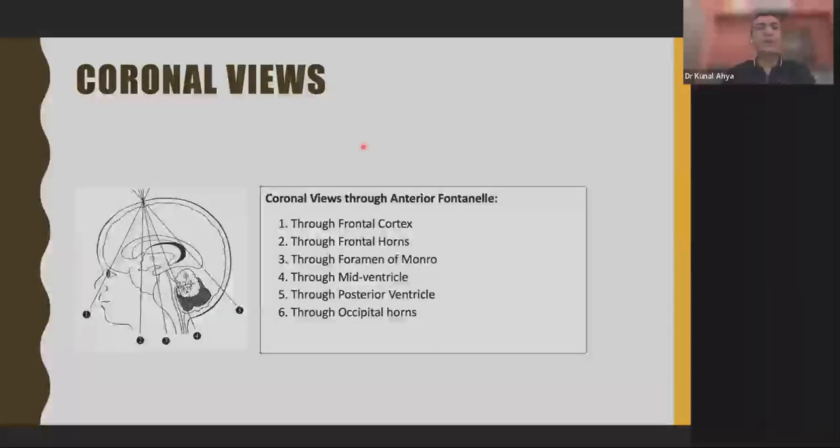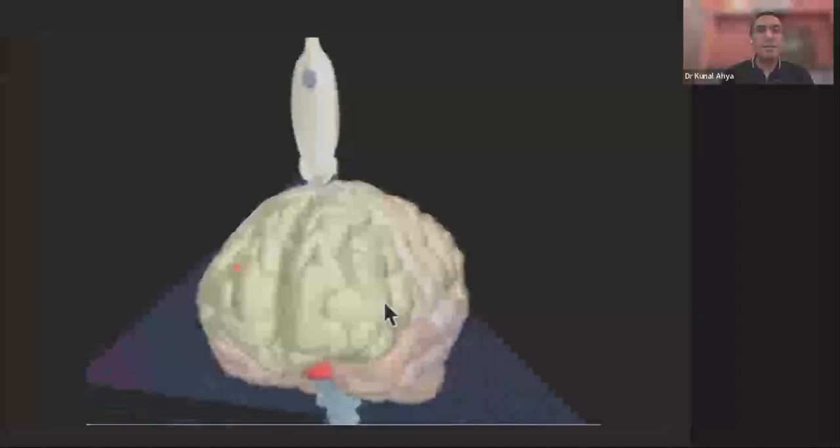So what are the coronal views? There are six standard coronal views. We'll see one by one each view, from where it is passing. One will pass in front of the ventricle, second just where the ventricle starts, third from the foramen of Monro. Fourth will start from the middle part of the ventricle. Fifth is from the posterior part of the ventricle. And sixth view will pass from the occipital cortex. Okay, so these are the standard coronal views.